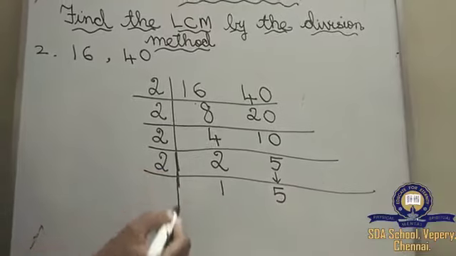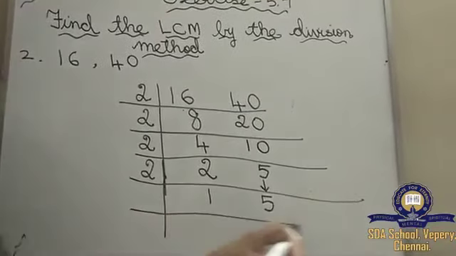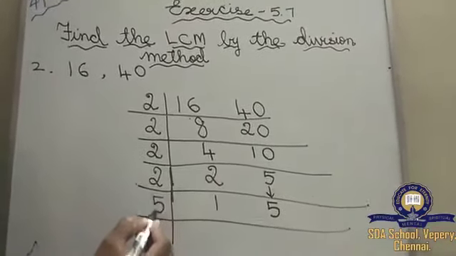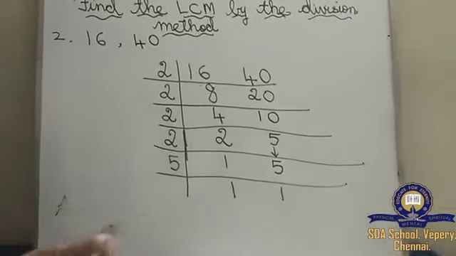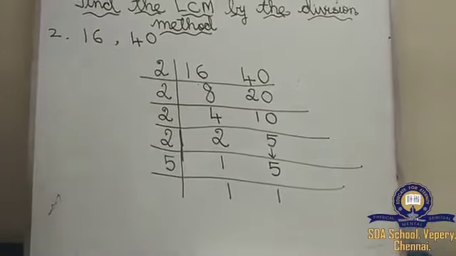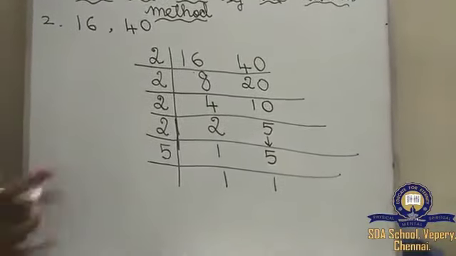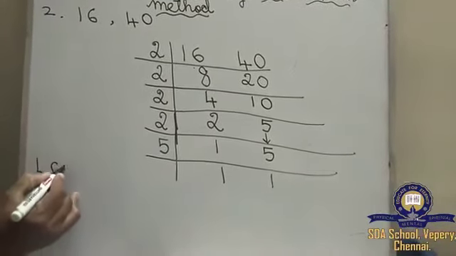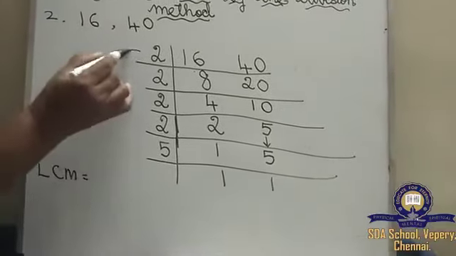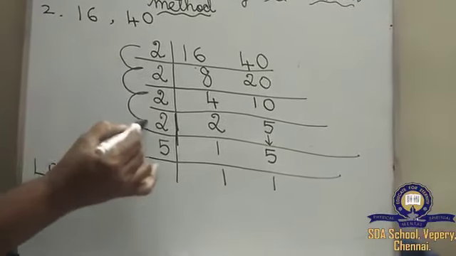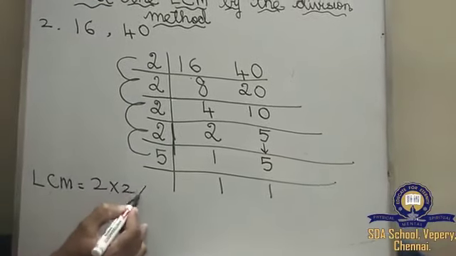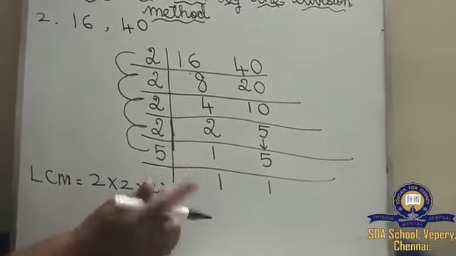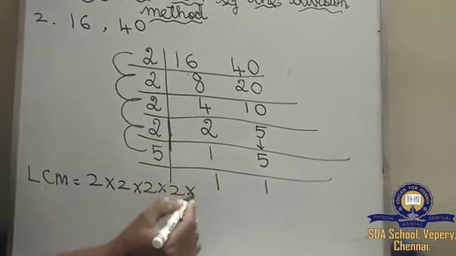You have to bring down this 5 as it is, and then you have to divide by 5. So we have to bring down this one, and 1 5 is 5. Understood children? Now what's the LCM children? LCM is equal to 2 into 2 into 2 into 2 into 5.